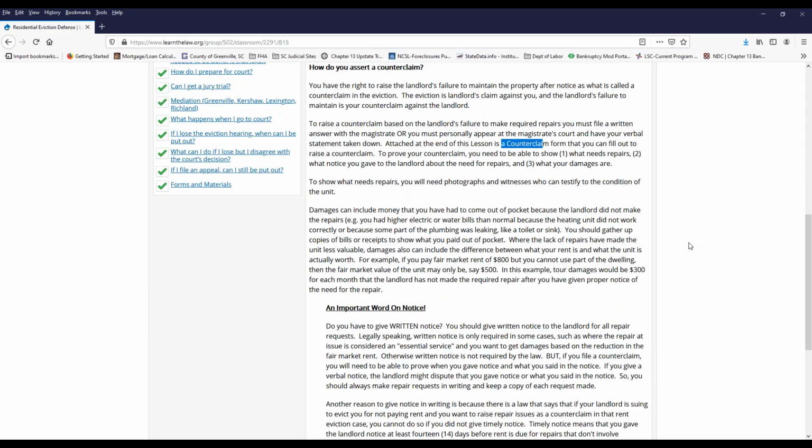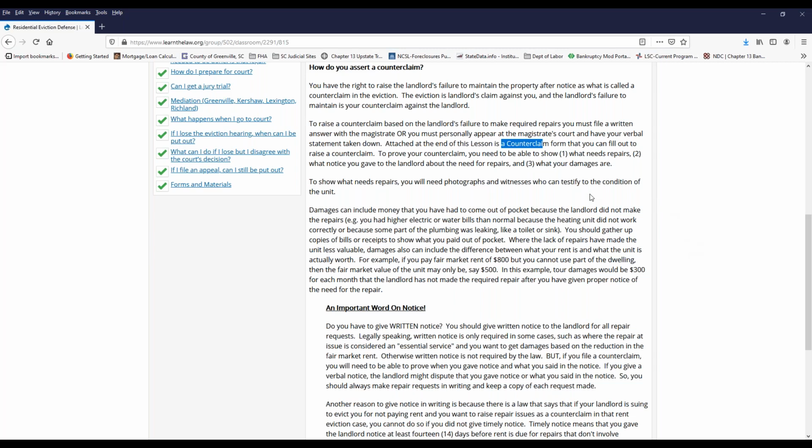To prove your counterclaim, you'll need to think about what you need to prove it. You need to be able to explain exactly what the repair is. You can't just say, I asked for repairs and they were not made. You should say, I asked for this repair, that repair, and be able to list them out.